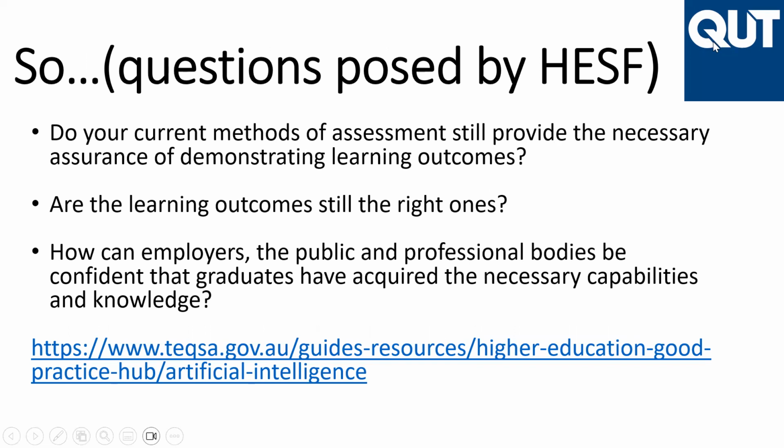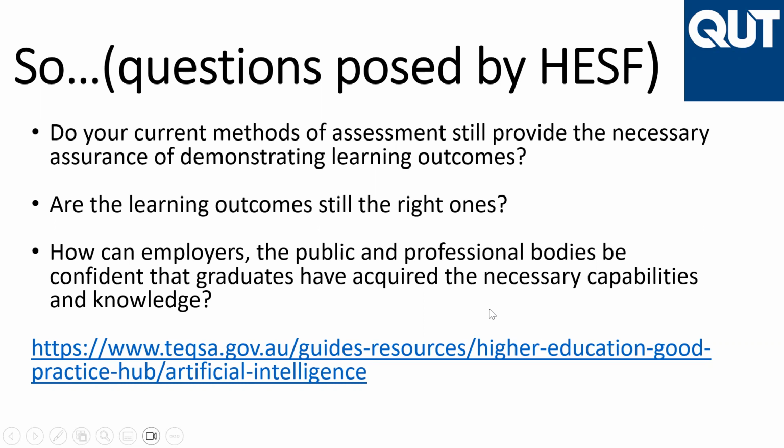So this raises a few questions that you can ask yourself in the context of generative AI. Do your current methods of assessment still provide the necessary assurance of demonstrating learning outcomes? You can ask yourself if your learning outcomes are still the right ones. Things have changed a little. Things can be done with ChatGPT. That may change the way you think about learning outcomes. Sorry, yeah, there was a bit of background noise there.